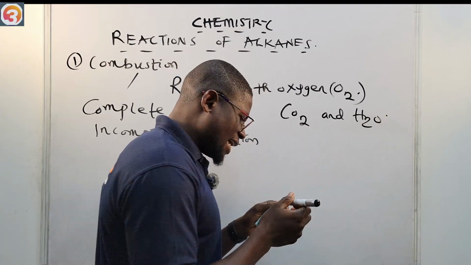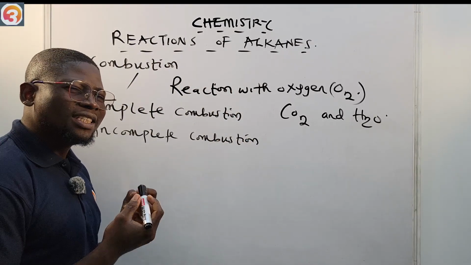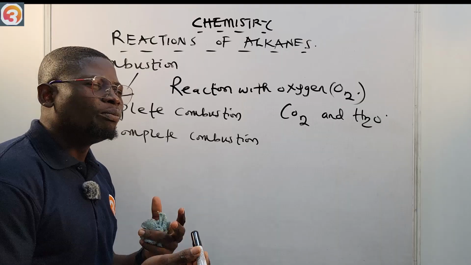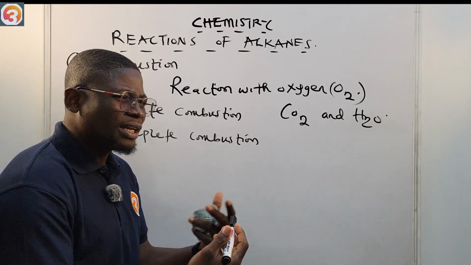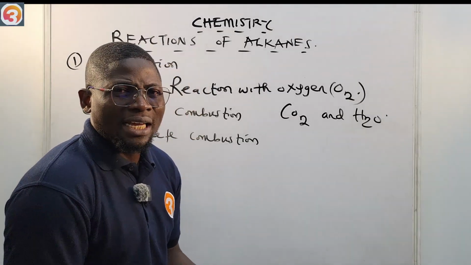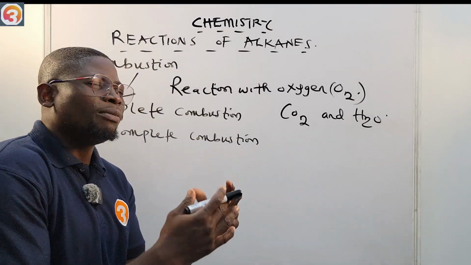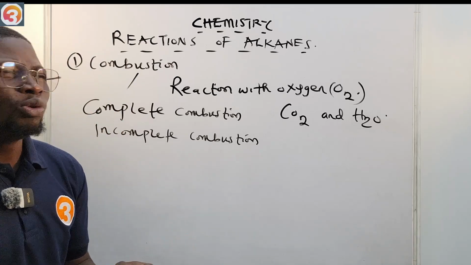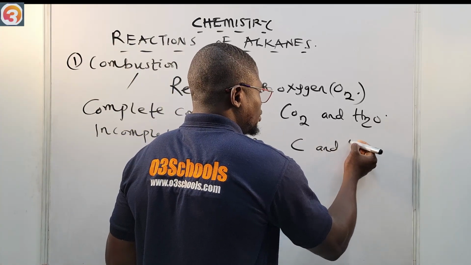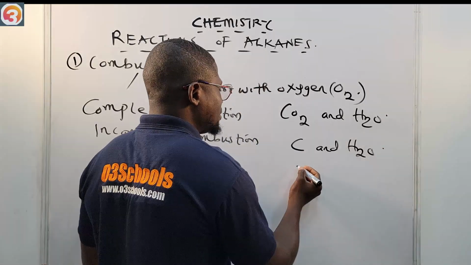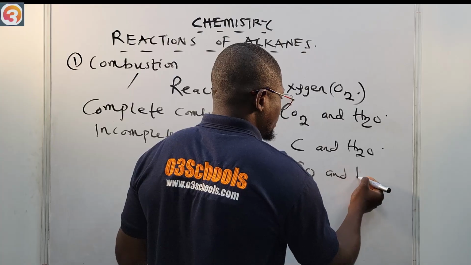In the case of incomplete combustion, it means that enough oxygen is not supplied for the complete combustion of the hydrocarbon. There's limited oxygen, which is not enough to burn the hydrocarbon completely. In that case, the products will sometimes be carbon and water, or more dangerously, carbon monoxide and water.